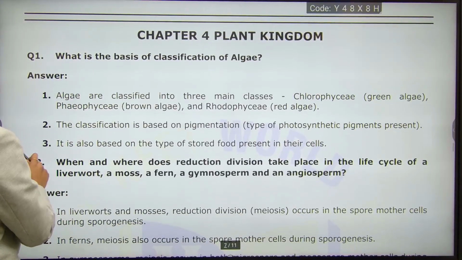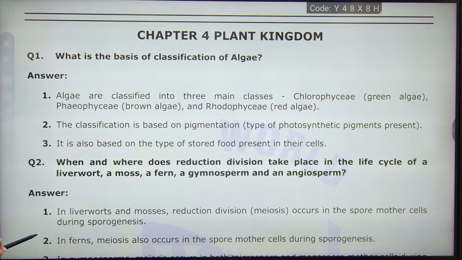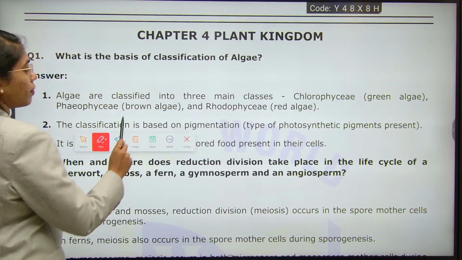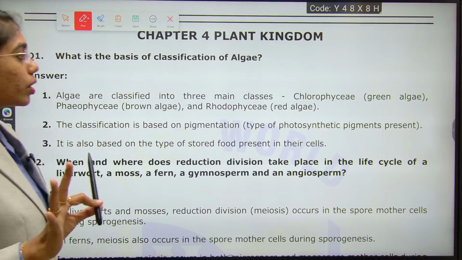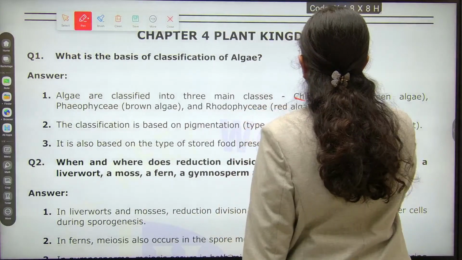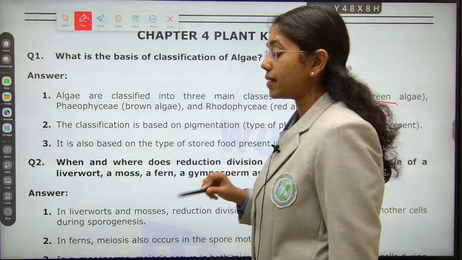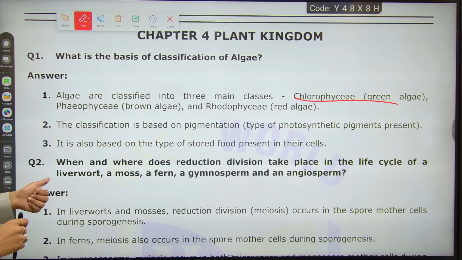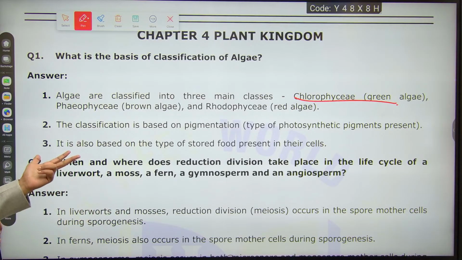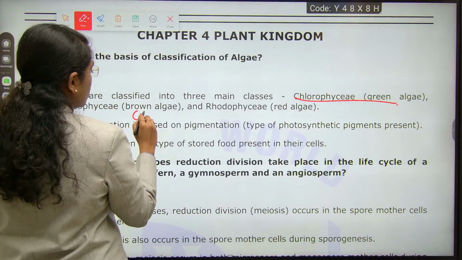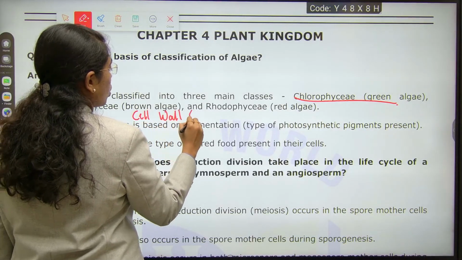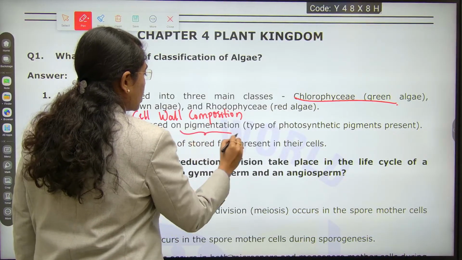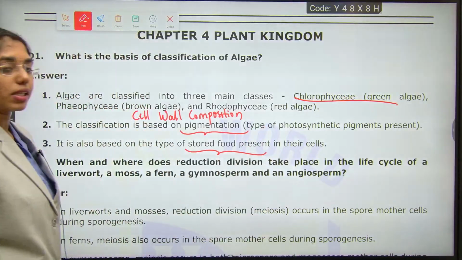Next is plant kingdom. What is the basis of classification of algae? Algae is classified into 3 classes: chlorophyceae, phaeophyceae and rhodophyceae. Based on what is the classification done? Based on cell wall composition, based on pigmentation and based on stored food present in the cells.